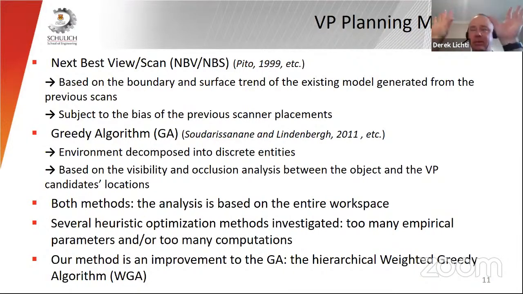And when it constructs a map with the laser scanner, then it's going to make a decision. Where should it go next? Where is the next viewpoint? Okay. And this is a natural sort of way in which to perform this process. But the problem from our perspective in applying this to terrestrial laser scanning is that each subsequent view is biased based upon the previous placements.